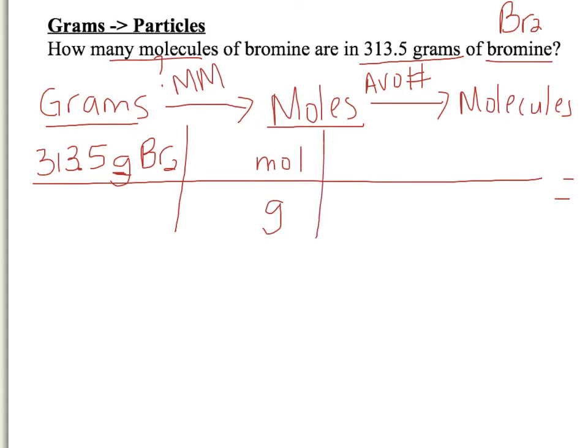Now how do you know what numbers go with those units? Well, the number that always goes with moles is a 1. You always have 1 mole when you're doing your conversions. Then what number goes with grams? Well, if you look, when we go from grams to moles, we have to use the molar mass. Molar mass always goes with grams.